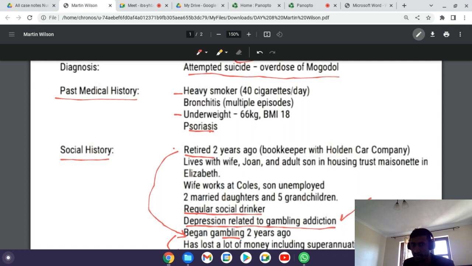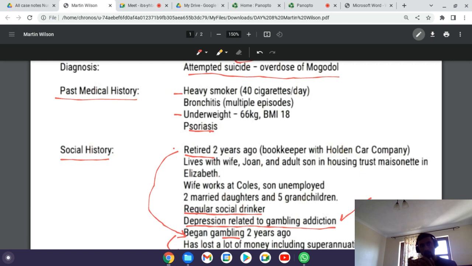So why the overdose of Mogadol, or why the suicide attempt? Because of depression related to gambling addiction, which started after his retirement, and he lost all his superannuation funds, and he is in debt. That's why he attempted suicide. After that, you can say that he is currently ashamed of that situation and wants to come out of it. If you say all that information, the reader will understand why the patient had an attempted suicide and that he needs urgent attention. Is that clear or not?